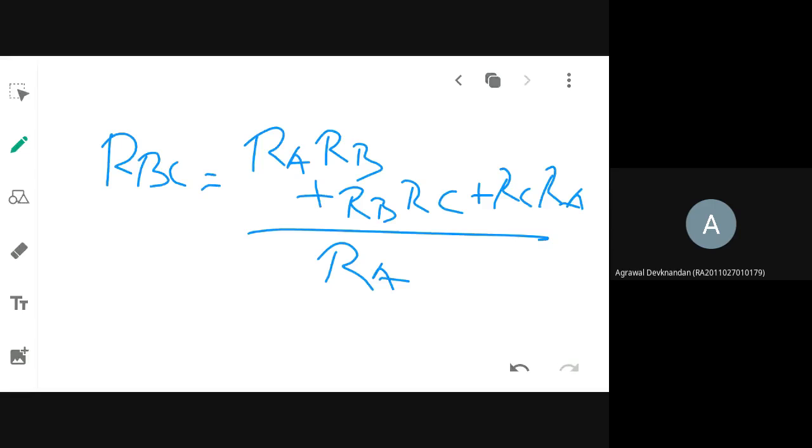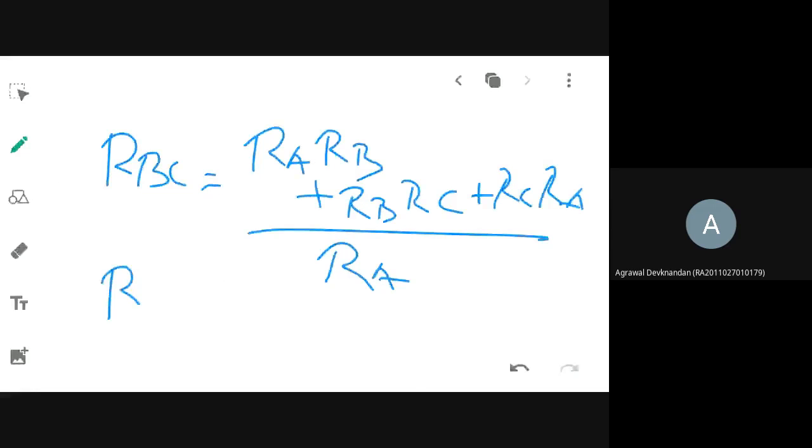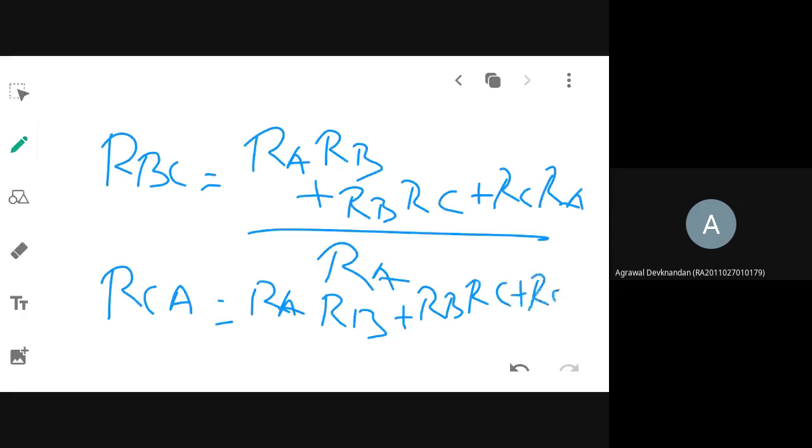Okay, so the final formula for RCA: RARB plus RBRC plus RCRA divided by what is in the denominator? RB. Okay, so this finishes star to delta. Some small problems I will solve in the next class. Now we will move on to the next unit. With this, the first unit is over.